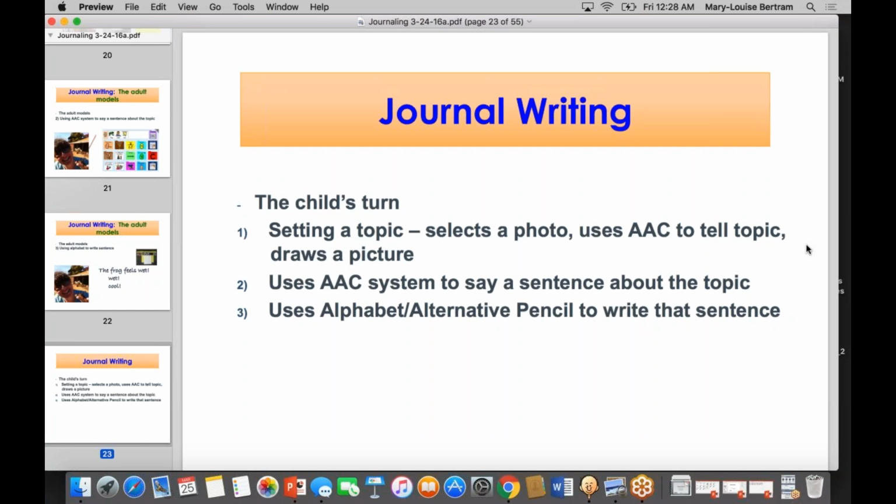And if they do choose a photo of them at the zoo on the weekend, then we can model, oh, look, that's when you went places, the zoo. Wow, you're going to write about places, the zoo. So we're modeling how they could say that next time. The student is going to use their AAC system to say something about the topic, and then they're going to use their alphabet. So they're doing the exact same process that we just did. Topic, talking, writing.